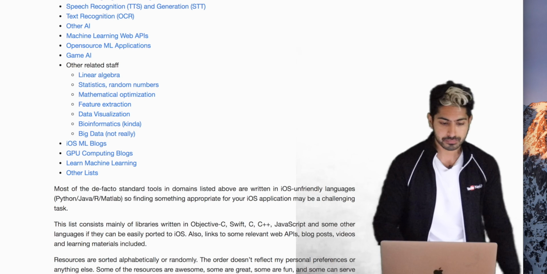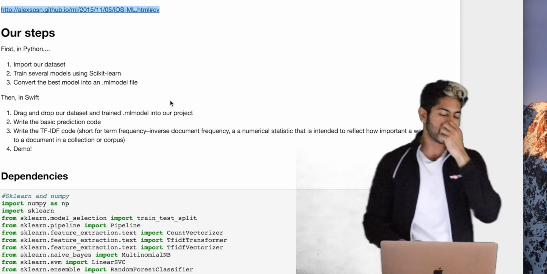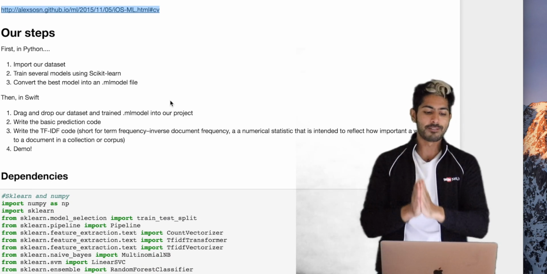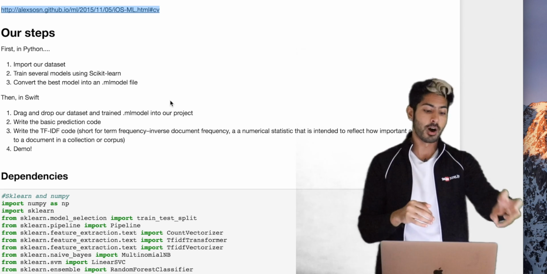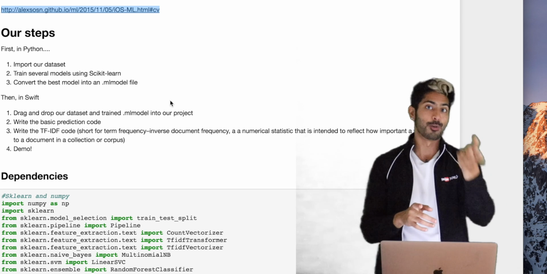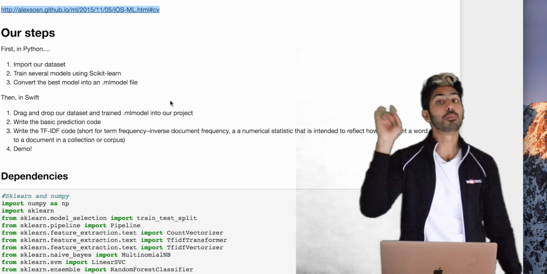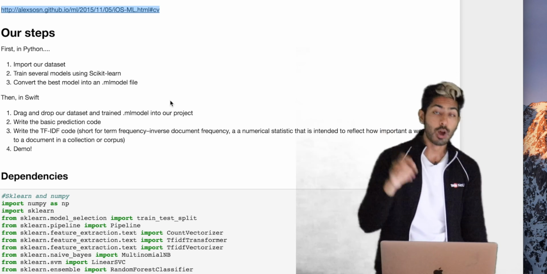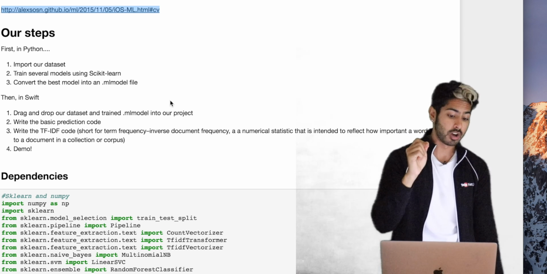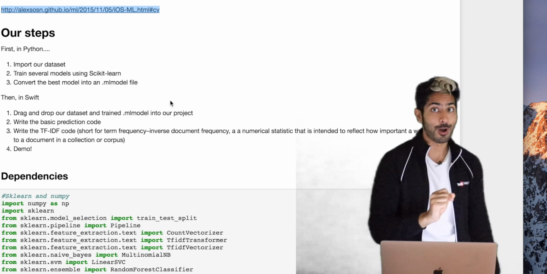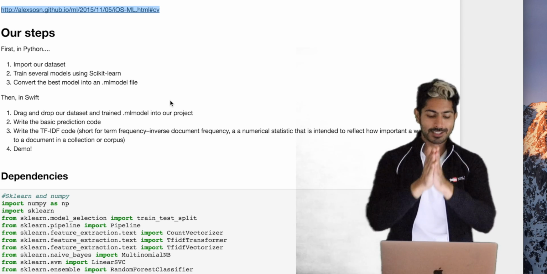All right, so what are the steps in this tutorial? Our steps are going to be first in Python to look at what it means to import a data set, train a model, and then convert that trained model into a .ml model. Then we'll go into Xcode, and then in Swift, we'll drag and drop our data sets, our trained ML model into Xcode. Then we'll write our basic prediction code, and then we'll run the app. All right, let's get started with this.